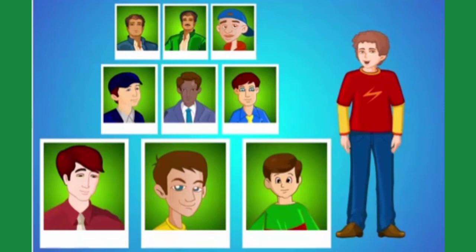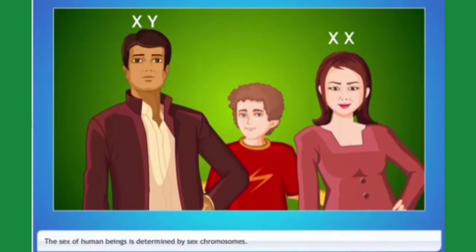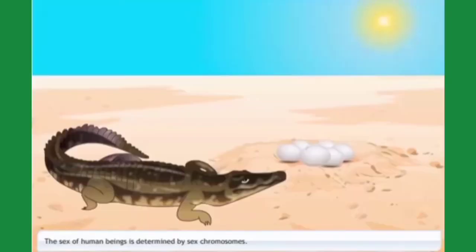Why do we have only boys in our family? Why not girls? There's such a difference only in human beings. The sex of human beings is determined by the sex chromosomes. In some animals, like the crocodile, the temperature at which fertilized eggs are kept determines whether the animal developing in the eggs will be male or female.